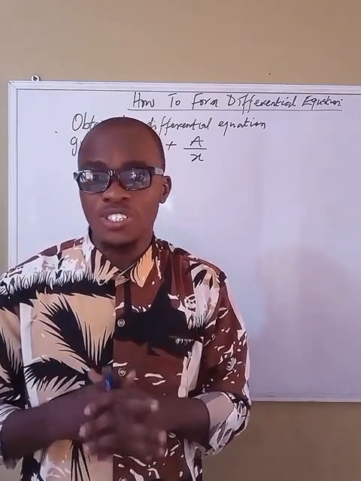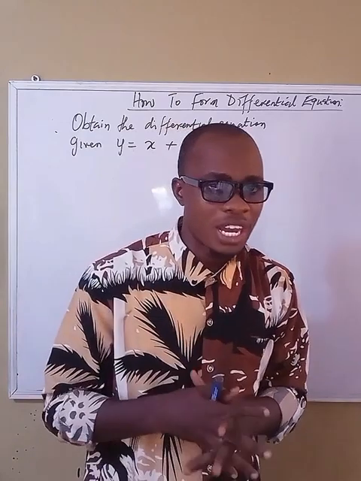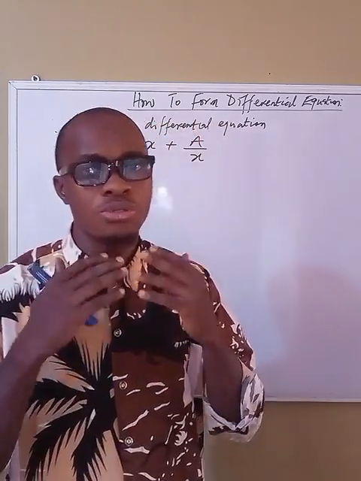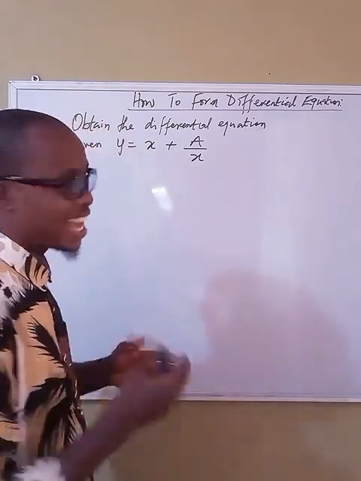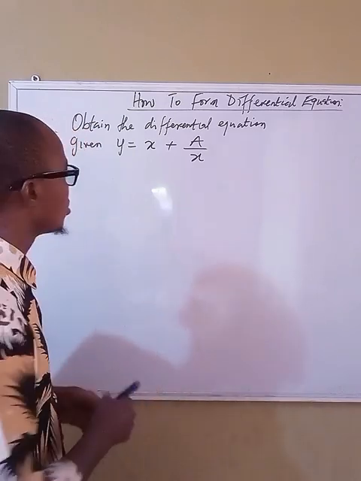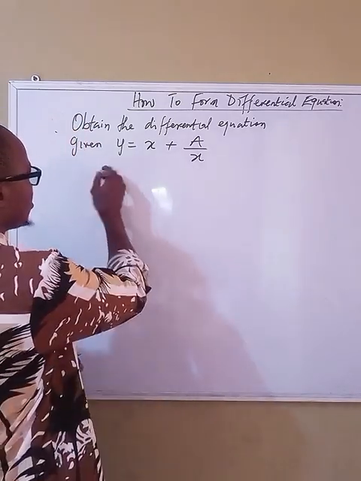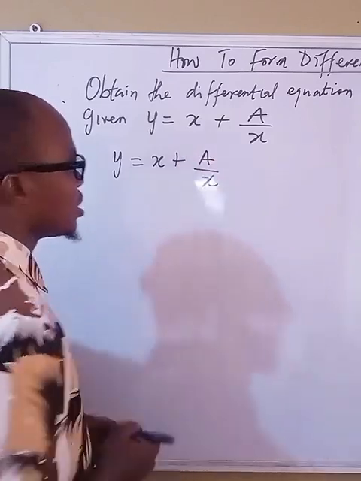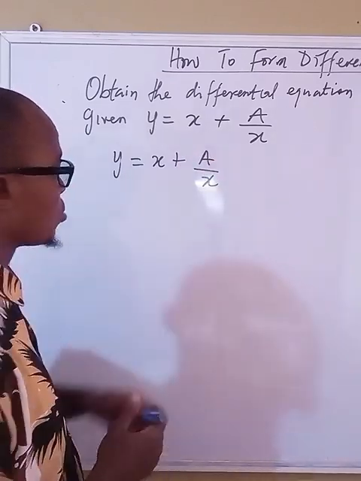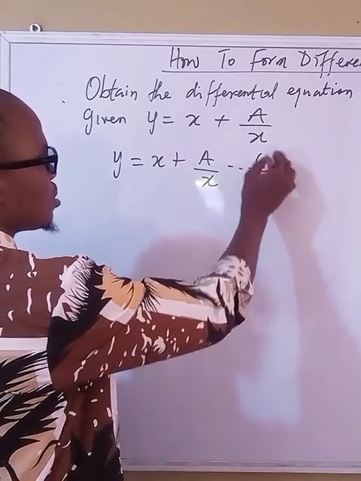This explanation is very, very important. That's why I'm saying this. I don't want to just solve the problem and go like that. You should actually understand what we are trying to do. So now, in order not to waste much of our time, we have y equals x plus a all over x. That is the equation given to us, so we can label this equation one.